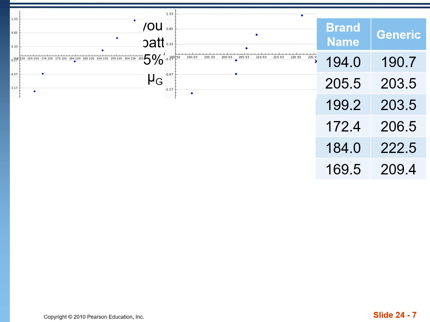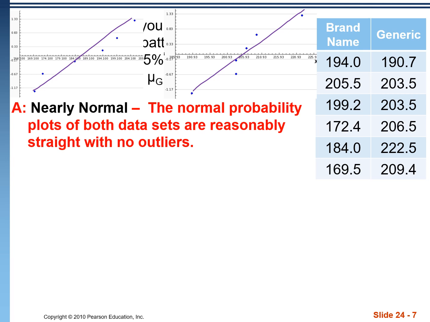So here I have 2 normal probability plots. You have to draw these. If you don't draw them, it's the same as just leaving out this condition. You can see they're both approximately straight with no outliers. Left is brand name, right is generic, and we would just state the normal probability plots of both data sets are reasonably straight with no outliers with these 2 graphs sketched out.